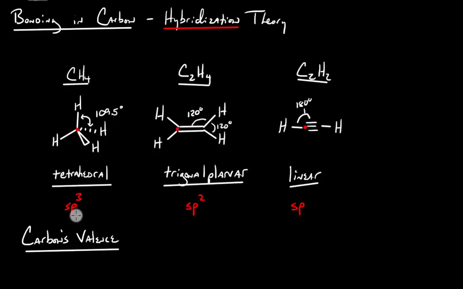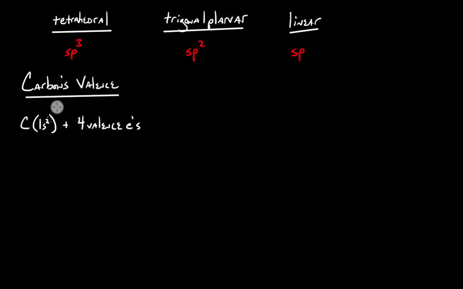And the way that we do that is by talking about carbon's valence. If we think about carbon's valence, carbon has a 1s orbital that's completely filled, and it has 4 valence electrons from there. If we were to fill in the carbon's valence, it would look a little bit like this, where we would have one 2s orbital, and we would have 3 2p orbitals that are ready and willing to accept electrons.